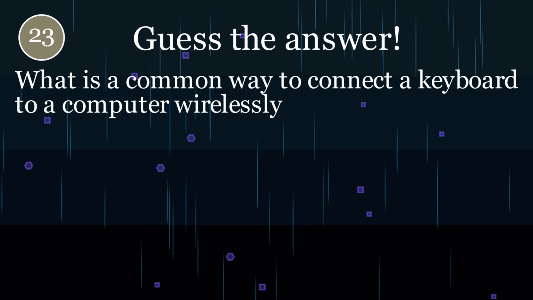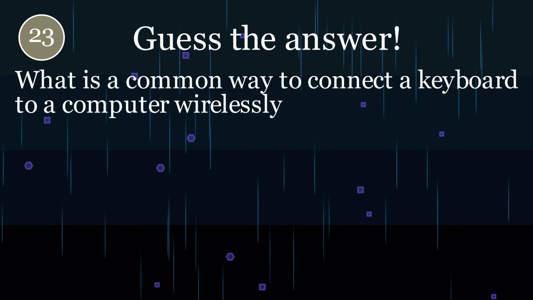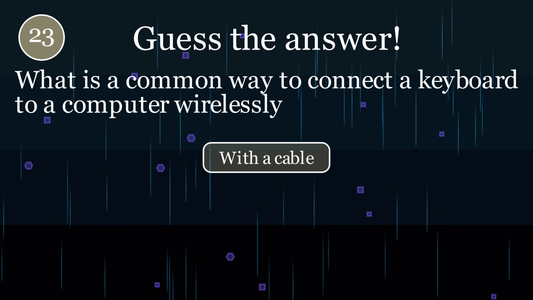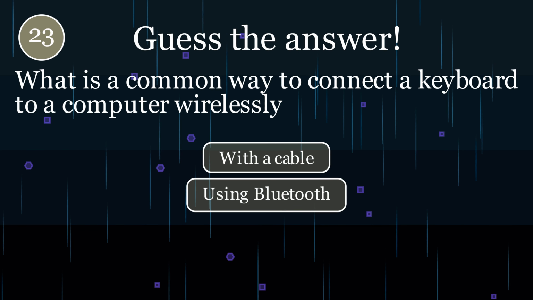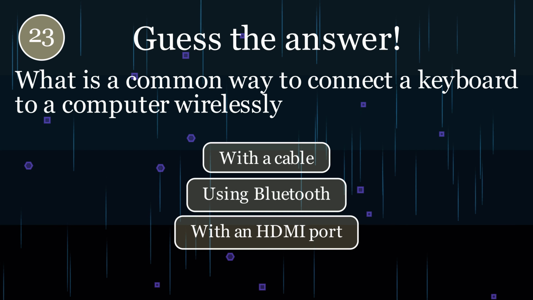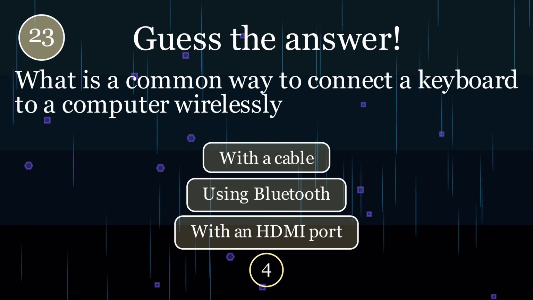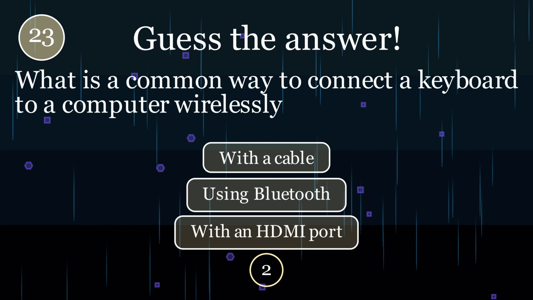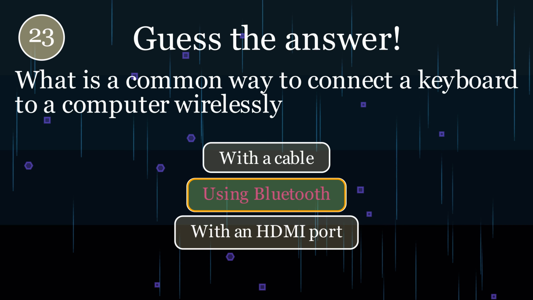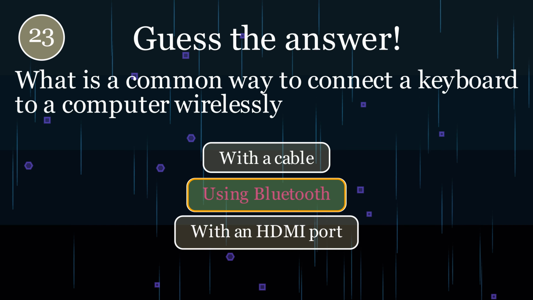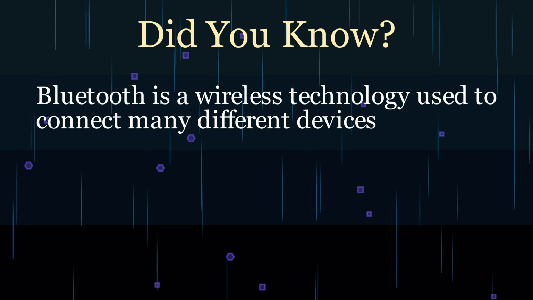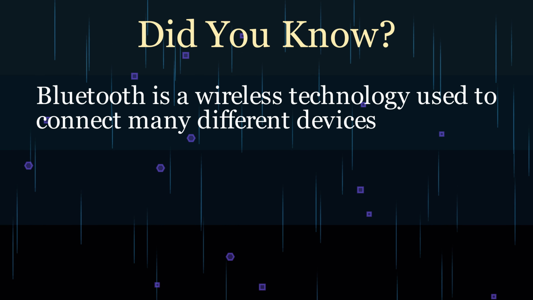What is a common way to connect a keyboard to a computer wirelessly? With a cable. Using Bluetooth. With an HDMI port. The correct answer is using Bluetooth. Here's something cool: Bluetooth is a wireless technology used to connect many different devices.